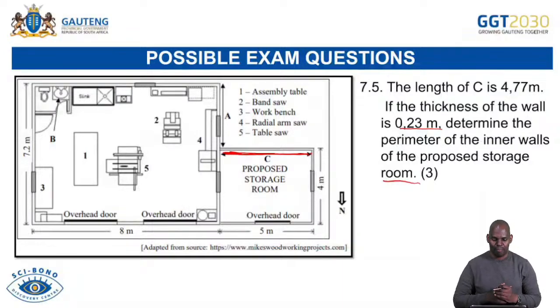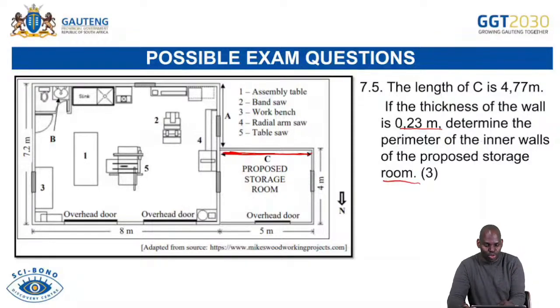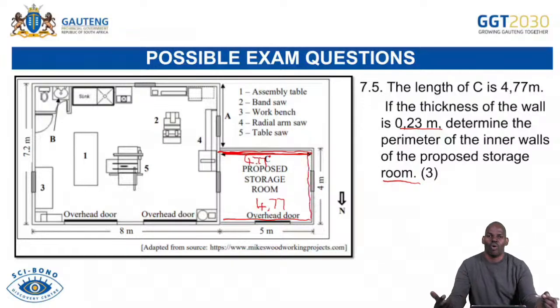Okay, now basically what we have to do in this case is determine the perimeter. So this wall obviously is the same as this wall. So we've got 4.77. If this is 4.77, this is also 4.77. That one is also 4.77. Now we want to know about this side. Remember, they say inner walls.